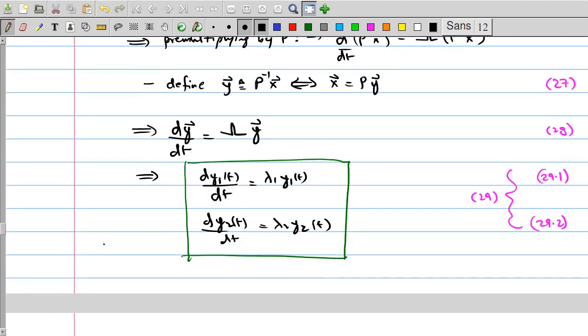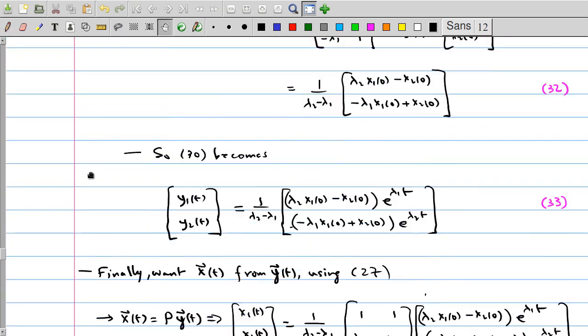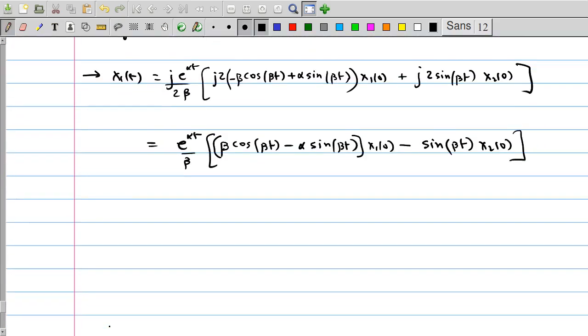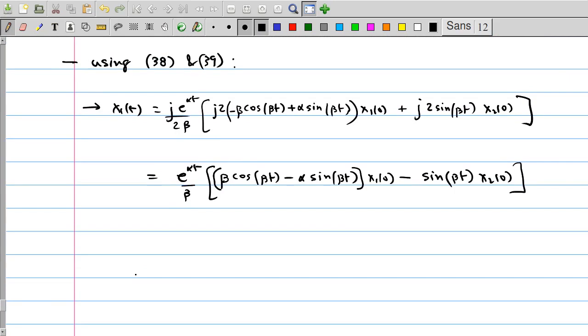Okay, so that was x1 of t. We should put a big box around it, and in fact even change its color.